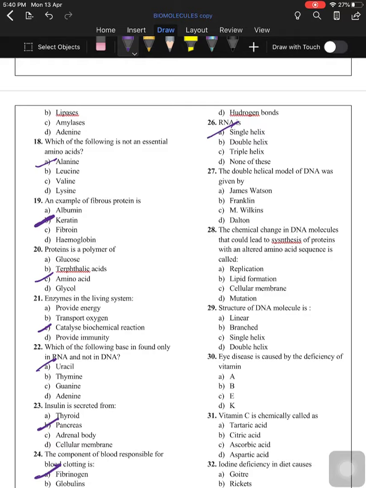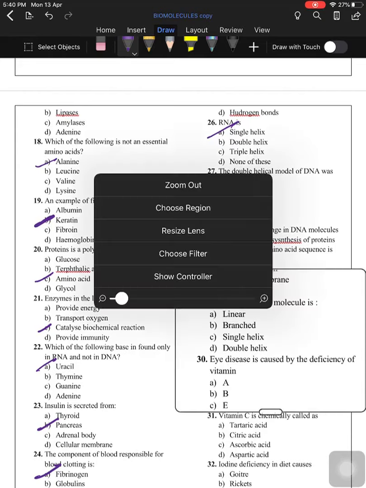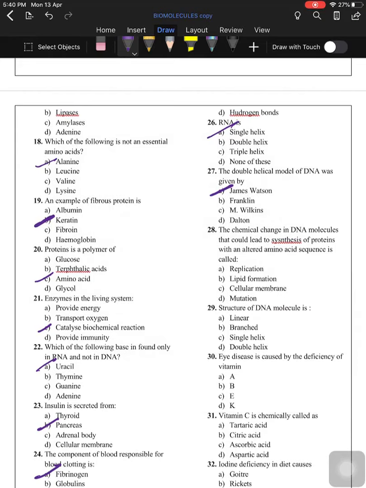Then moving on to the 27th, the double helical model of a DNA was given by, very simple question, it was first ever given by James Watson. That is option A. Moving on to the 28th, the chemical change in the DNA molecule that could lead to the synthesis of protein with an altered amino acid sequence. So this is called a mutation. See, a sudden change in any genetic code or genetic sequence is called a mutation only.